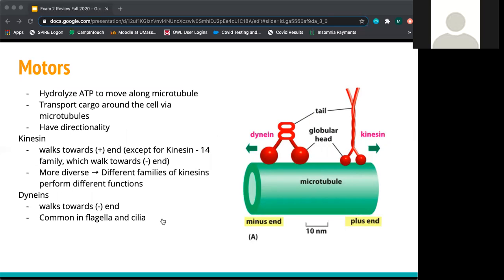So motors. Motors hydrolyze ATP to move along the microtubule. So they transport cargo and vesicles all over via the microtubule. So they kind of walk along. I think she has some videos on Moodle of them walking along. It's kind of cute. And they do have directionality. So kinesin walks towards the plus end, except for kinesin 14, which walks toward the minus end. And there's definitely more kinesins because they're more diverse and there's a bunch of different families and each of them performs a different function. And then there's dyneins, which walk towards the negative end, and they're common in flagella and the cilia.